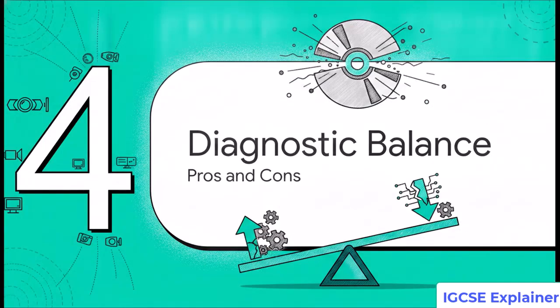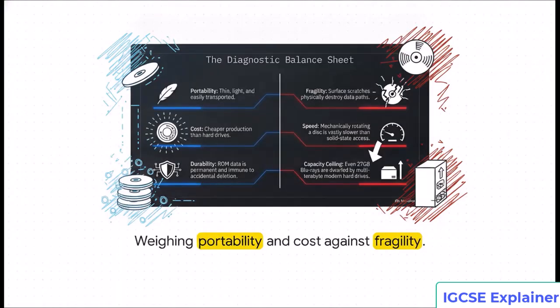Moving on to Section 4, evaluating the diagnostic balance. Now, while this whole system was a brilliant feat of engineering, every technology eventually hits its limits. On the positive side of the balance sheet, optical media offered incredible portability. They were thin, light, and dirt cheap to produce. Furthermore, ROM data offered a durability that magnetic hard drives just didn't have. It was permanent, immune to accidental deletion.